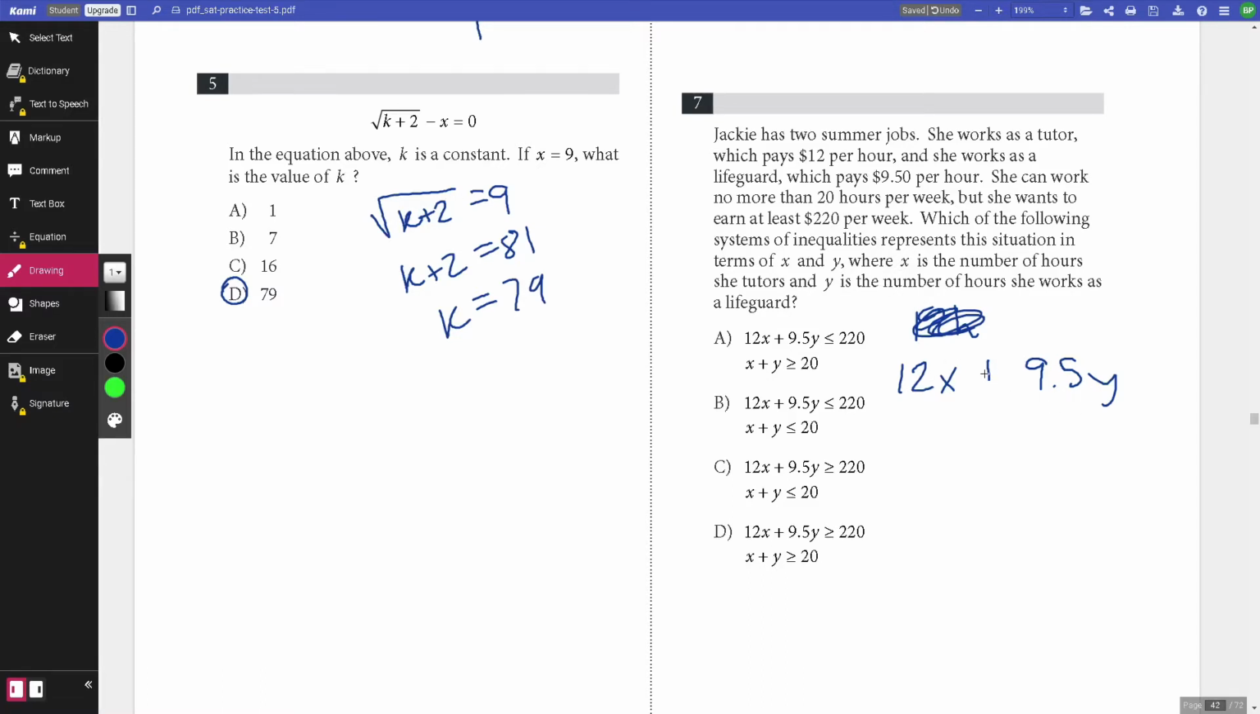So we know that she wants at least 220. This means number of hours and the amount she gets, so this is the total amount she makes. It has to be greater than or equal to $220, and this is the number of hours. She wants to work under 20 hours, so it would be like this. It won't be these because she wants to make more, and it can't be this because she wants to work less. So the answer is C.